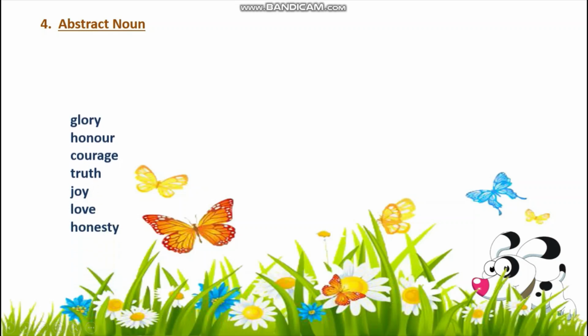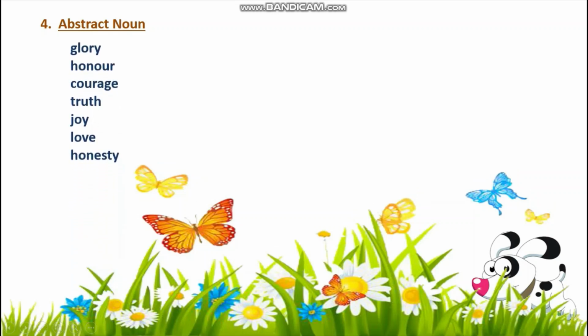Now, children, we will do the fourth type of noun, that is abstract noun. Now, what is an abstract noun? An abstract noun is a word which names something that you cannot see, hear, touch, smell, or taste. Here are some examples of abstract noun: glory, honor, courage, truth, joy, love, honesty, and so on.